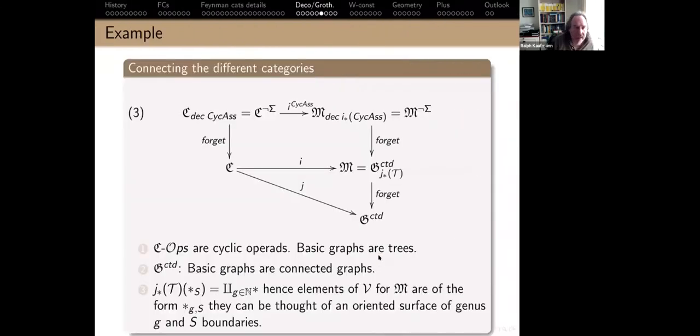And this is a nice example. So this is how this enveloping thing goes. I can look at the cyclic operads, and then I look at the connected. That's important. So let me call that.